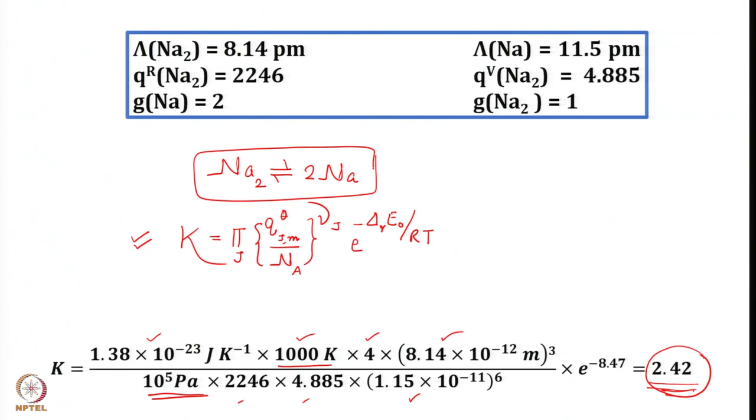You only need information on the translational contribution, which depends upon the thermal wavelength, rotational contribution, vibrational contribution, electronic contribution, and the difference in zero point energies. Once you have this information, the calculation of the equilibrium constant is very easy. We will take some more examples to further clarify what factors go into the evaluation of equilibrium constant. Remember that this equation is very simple, where you have only diatomic sodium and sodium atom. If you have a reaction in which there are triatomic and multi-atomic polyatomic molecules, the situation can be complex. One such example we will take and further discuss, but that we'll do in the next lecture.